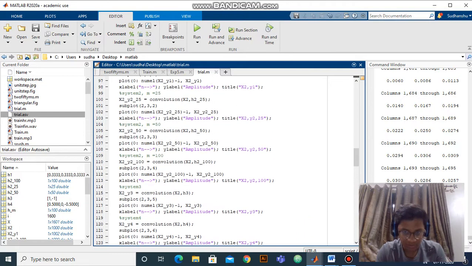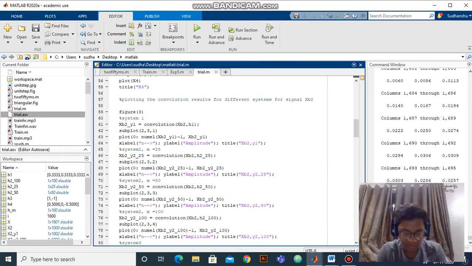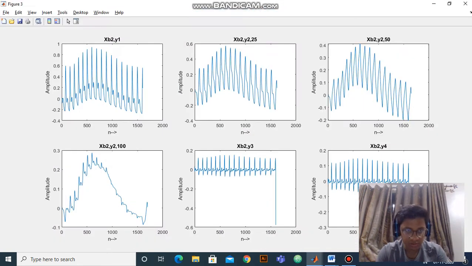Coming back to the signals, firstly we'll do the convolution for the first signal xb2 with the 6 impulse responses. For this we pass the input signal xb2 and h of 1, the first impulse response, to the convolution function and obtain the corresponding output. Here we can see that for the signal xb2 we have 6 outputs corresponding to the 6 impulse responses: xb2 y1 with the first impulse response, xb2 y2 with the second impulse response with m equal to 25, then with m equal to 50, m equal to 100, then with the third system, and then with the fourth system. So these are the corresponding outputs that we have.